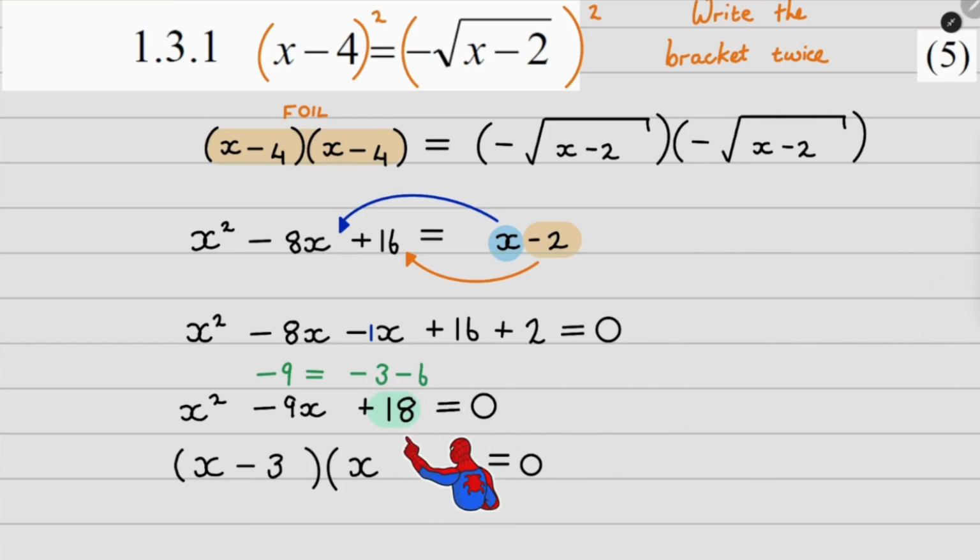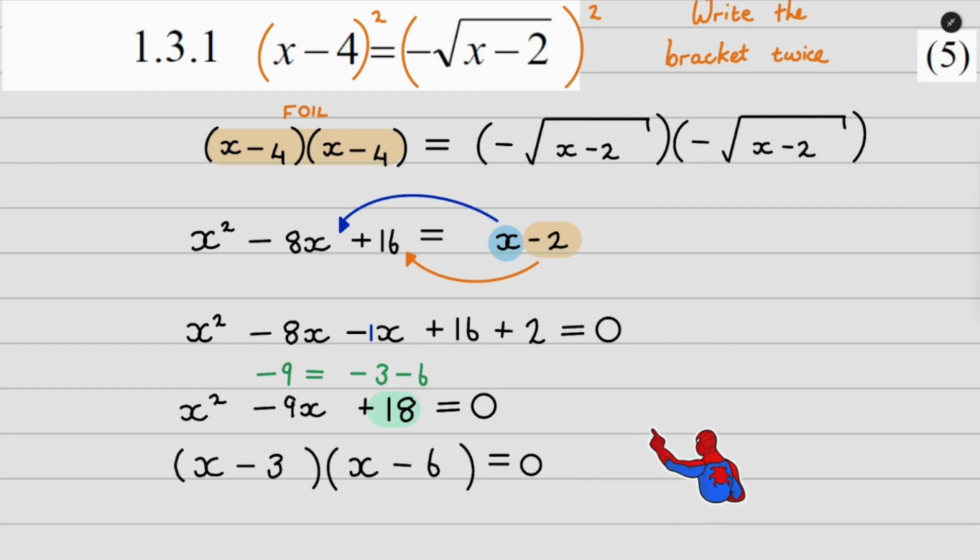Inside of my second bracket, it's going to be x minus 6. And then one last thing you must do if you are using this method, just check if you multiply these two numbers that it does give you positive 18. Negative times a negative gives me a positive. 3 times 6 gives me 18. Okay, so it's working on all fronts.